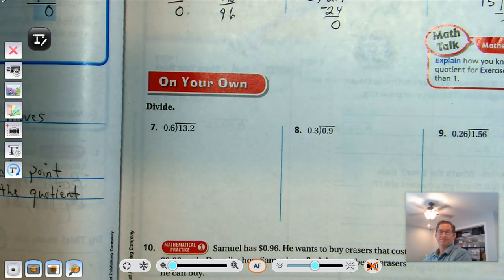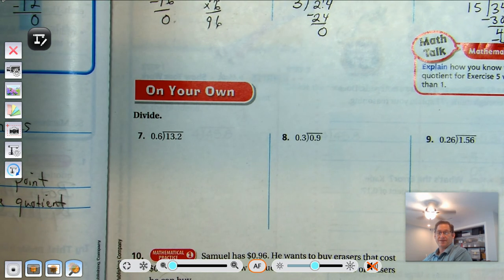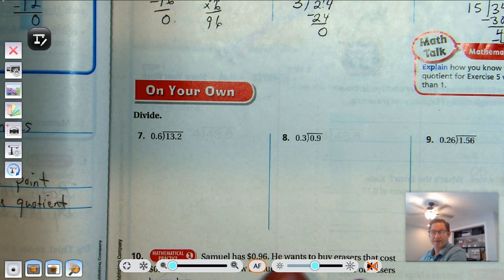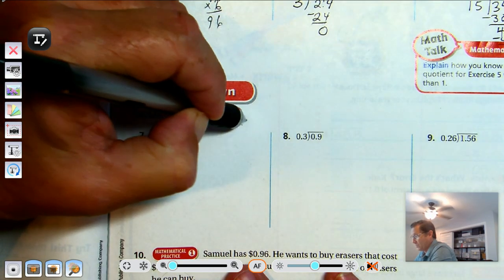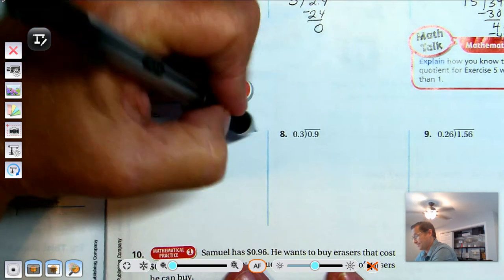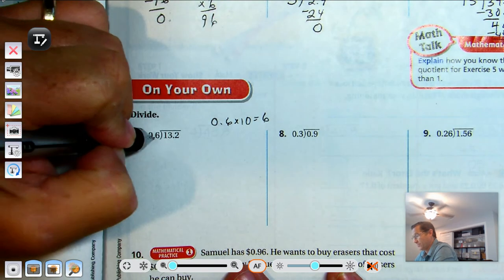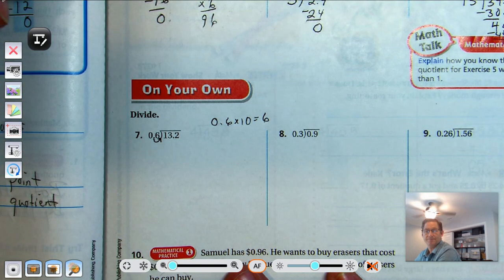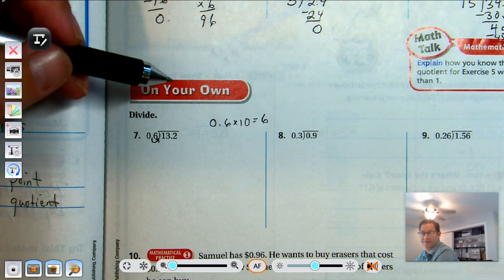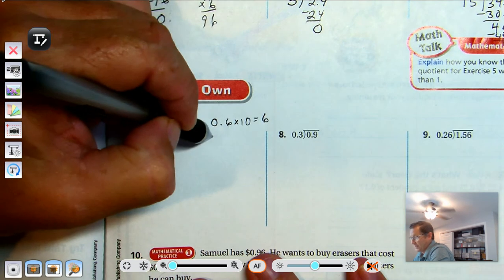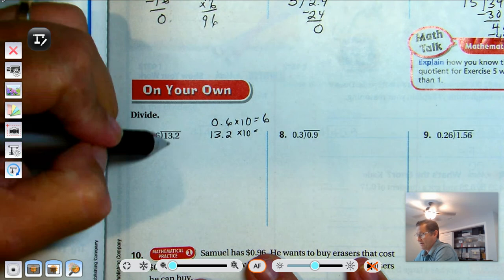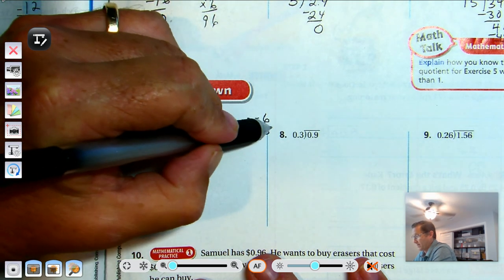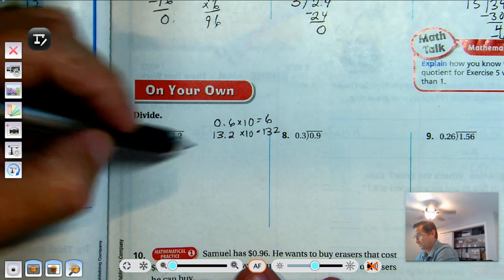Number 7. So 6 tenths, 13 and 2 tenths divided by 6 tenths. We need to multiply 6 tenths by 10 so that we can move the decimal point one place to the right. So we have 6 as the divisor. And we're going to do the same thing to the dividend. And so that will also move one place to the right. So we have 132.